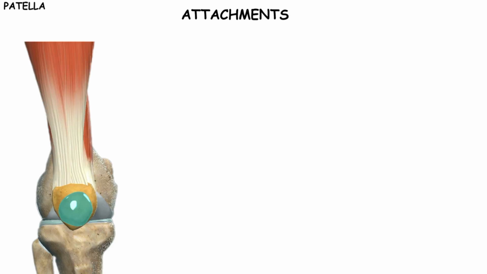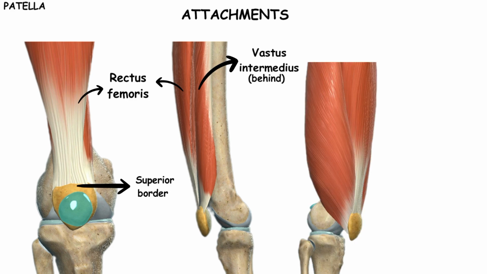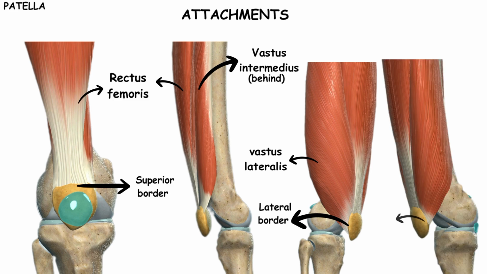Attachments. The superior border or base provides insertion to the rectus femoris muscle in front and vastus intermedius muscle behind. The lateral border provides insertion to the muscle vastus lateralis in its upper one-third or half. The medial border provides insertion to the vastus medialis muscle in its upper two-thirds.